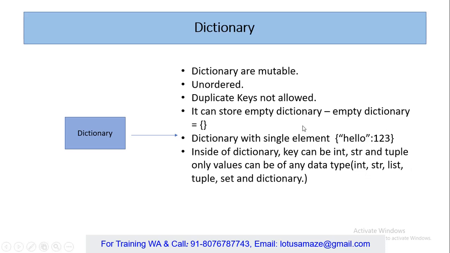In a dictionary, the key can be an integer, string or tuple. Only values can be of any type, like for example integer, string, list, tuple, set and dictionary. So I think this would be more clear in the practical. So let's cover the practical. That would be helpful to understand this.